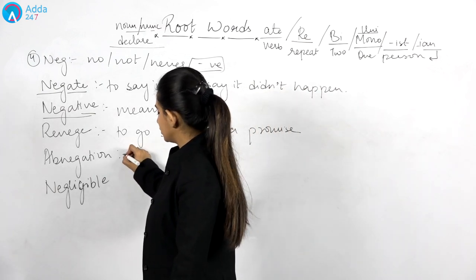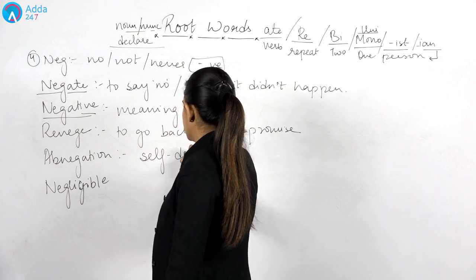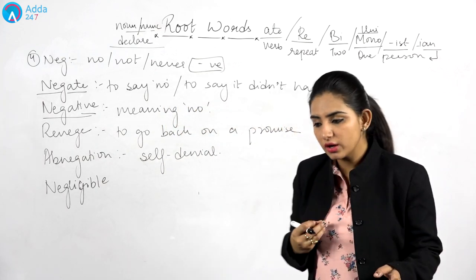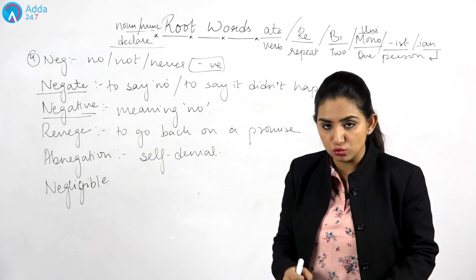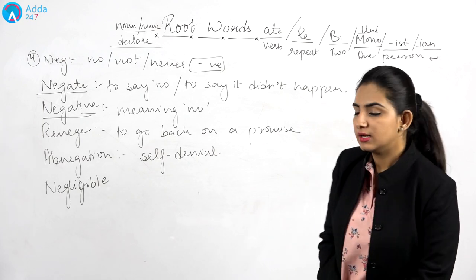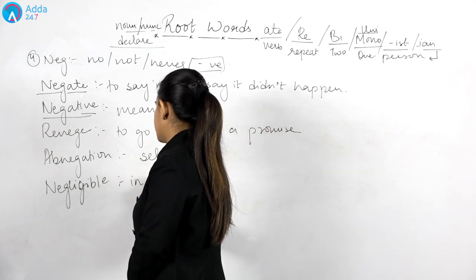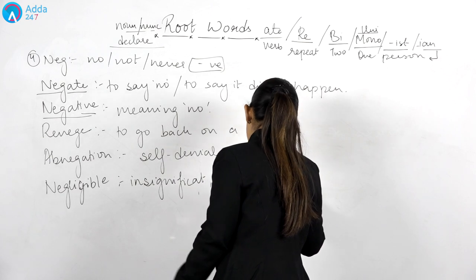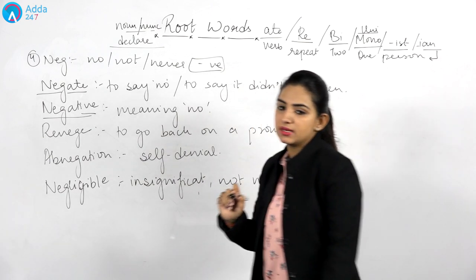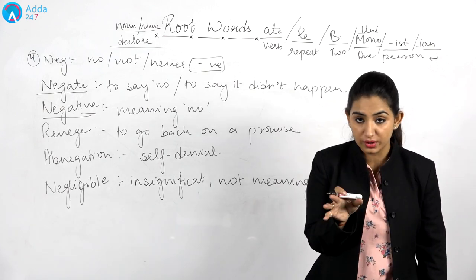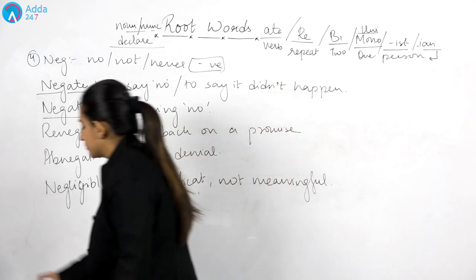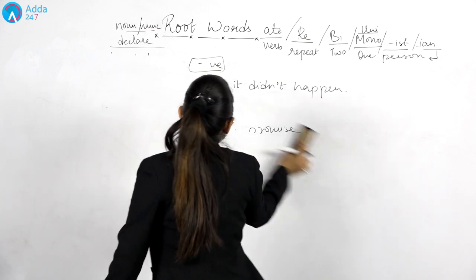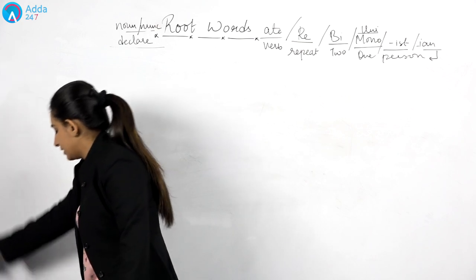Next is abnegation. Abnegation means what? This means self-denial. If you stop yourself from doing something, or if you stop somebody else from doing something to you, that is what we mean by abnegation, self-denial. Next is negligible. That means insignificant, something which is not important or not meaningful. Even if you do it, it's of no use. That is what we mean by negligible. Something which is able to be ignored is what we mean by negligible, right? So I hope you have understood the meaning of obj and neg.